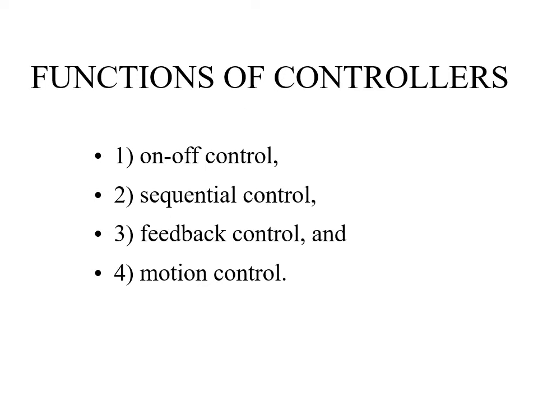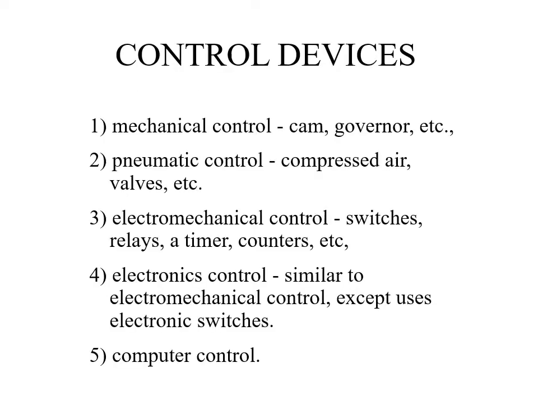There are four functions of controller. First, the on-off control. Second, the sequential control. Third is the feedback control. And lastly, we have the motion control. There are also different control devices. First, we have mechanical control. Second, pneumatic control. Third, electromechanical control. Fourth, electronics control. And lastly, we have computer control.